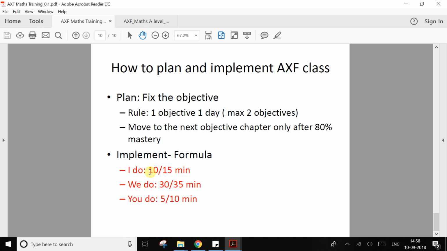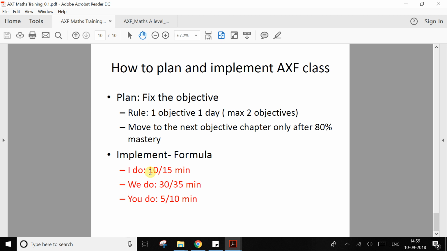Suppose you are teaching an objective today: student will be able to arrange numbers in ascending order. You have done your I do, you have done your we do, and you have done your you do. At the end of the class, you realize around 80% of your children have not mastered the objective. The next day, you will not move on to the next objective because the majority of your class has not got the concept you have taught. You will reteach the objective.